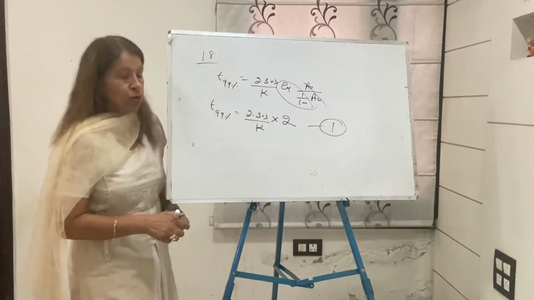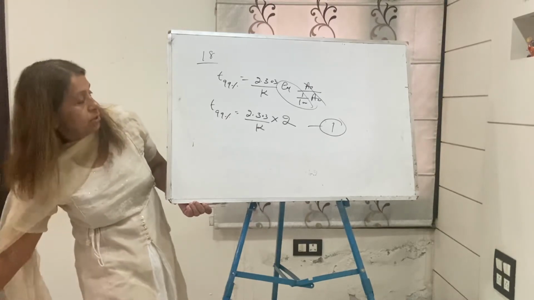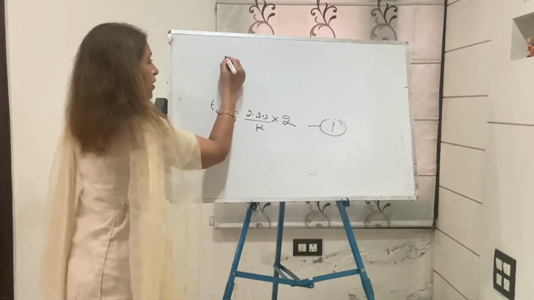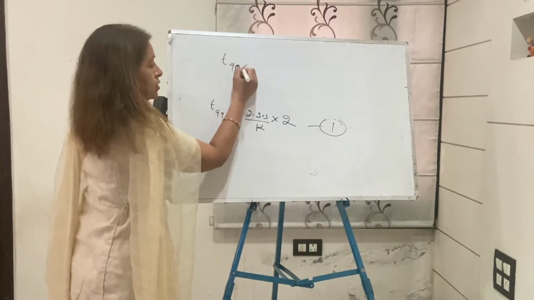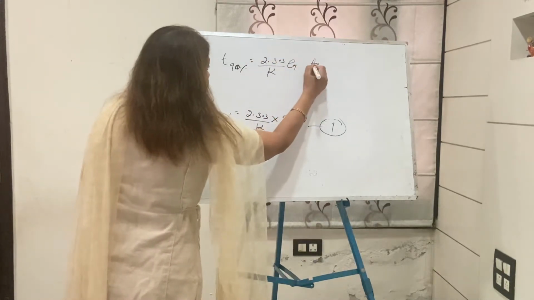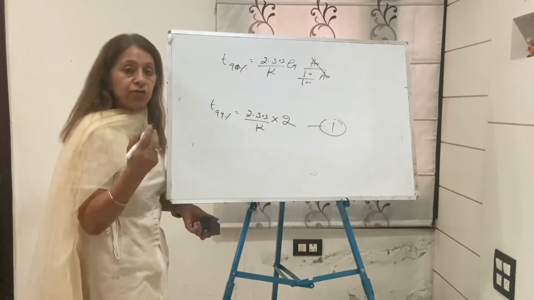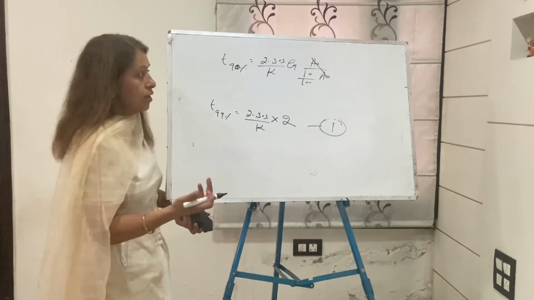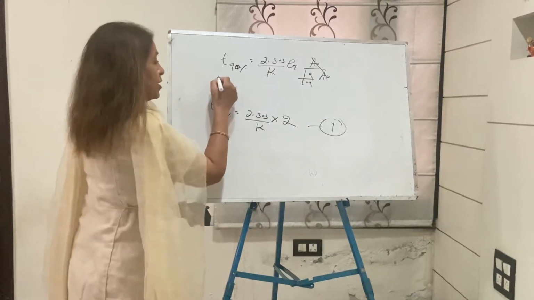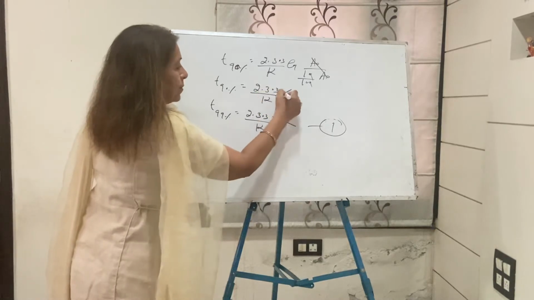In a similar way, make another equation for 90% completion. Write down 90% completion. T90% is equal to 2.303 by K log A naught by 10% of A naught, because when 90% is completed, just 10% is left. So log 10 will come. Log 10 is 1. So T90% is equal to 2.303 by K multiplied by 1.